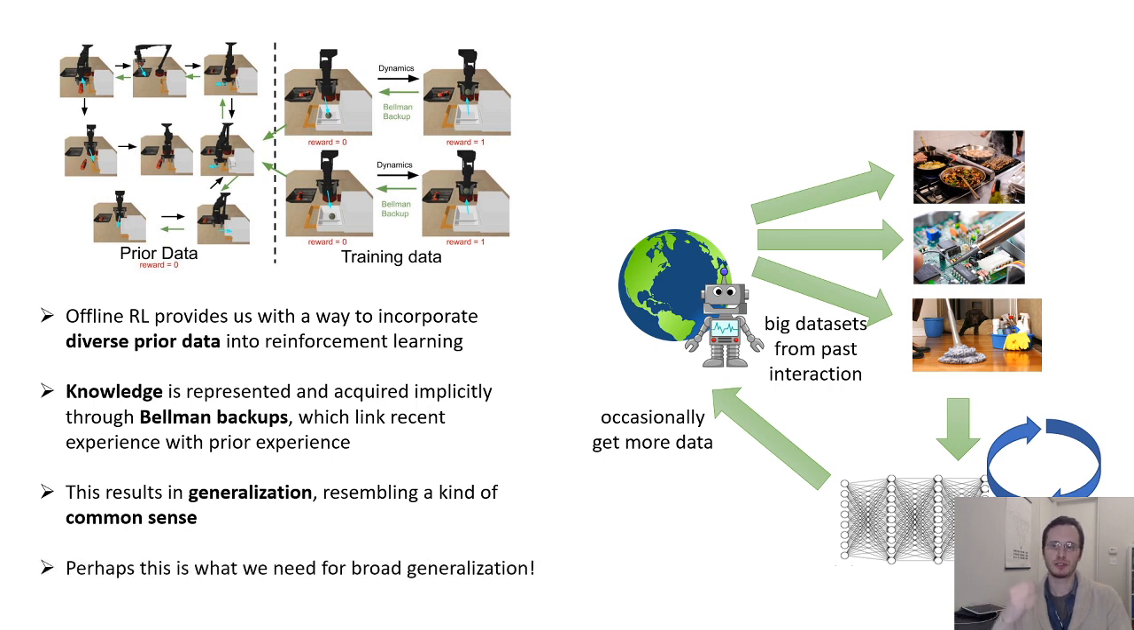So perhaps this is what we need to get broad generalization. Perhaps if we want to encode knowledge into our reinforcement learning systems, what we really need is large prior data sets and algorithms that can utilize those data sets for offline training.